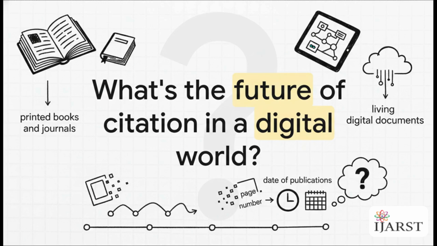We just spent all this time mastering systems that were designed for a world of printed books and journals. But what happens when our sources are living websites that get updated constantly? Will page numbers even make sense anymore? Will the publication date matter as much as the day we actually looked at it? It leaves us with a really fascinating question. What is the future of giving credit where credit is due?